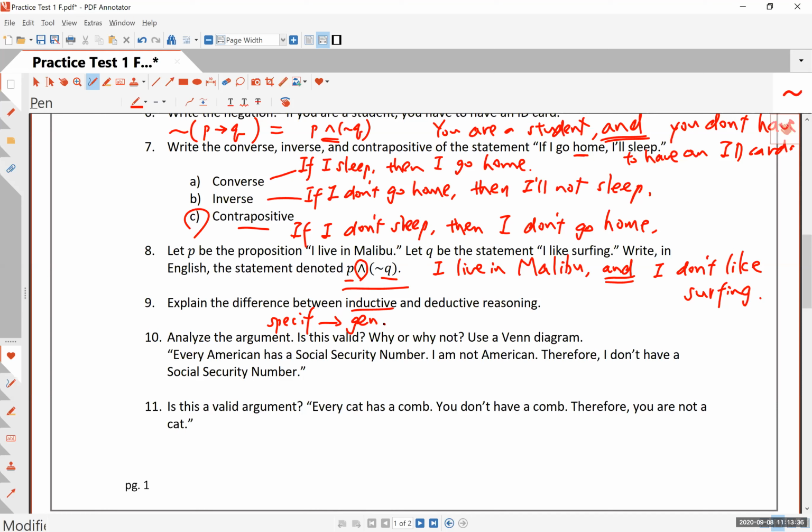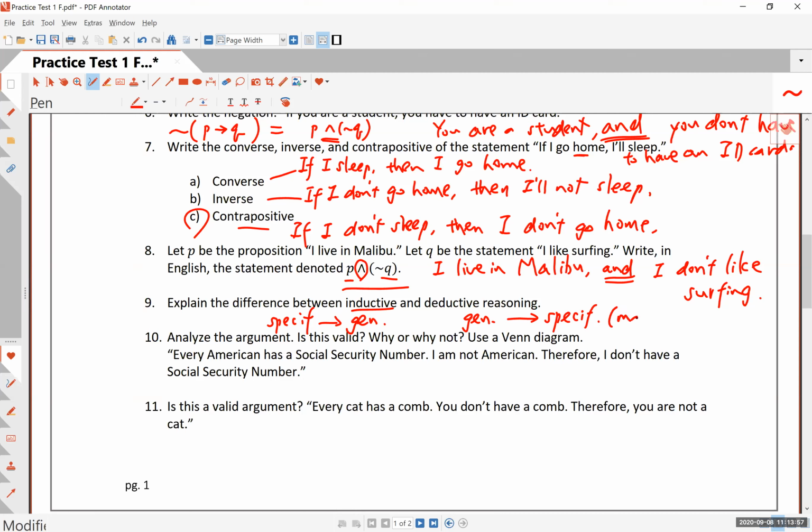In fact, maybe all birds fly. You went from specific cases to make a general conclusion, which in this case is of course false, but that's an inductive reasoning example. Deductive is to go the opposite. You are given or you assume a general statement and then you apply that to a specific situation.